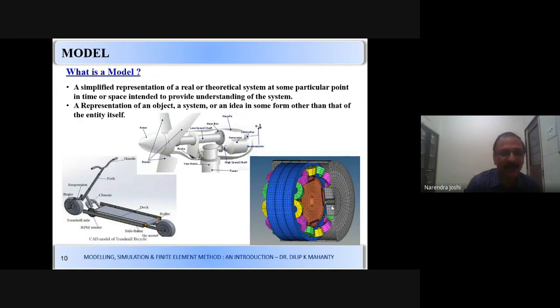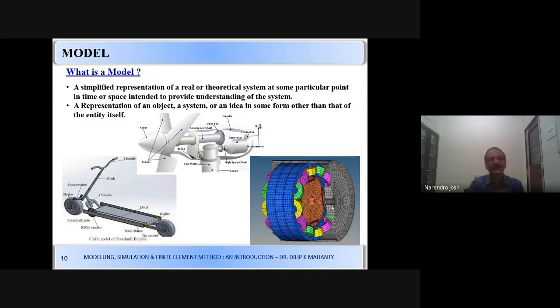Now let's get to the model. A system is basically an interaction of different components and parts to produce an output. And what is a model? A model is a simplified representation of a real or theoretical system at some particular point in time or space, intended to provide understanding of the system. So a model is a toned-down version of a system where we know the gross input, output or interactions at a particular time of its operation. It represents an object, a system, or an idea in some form other than that of the entity itself.